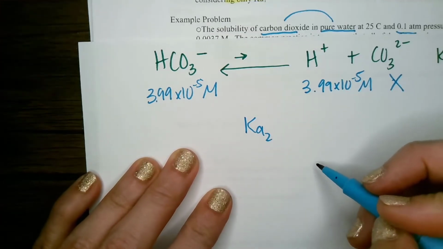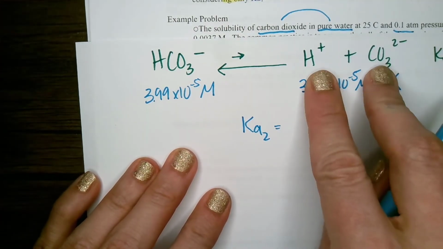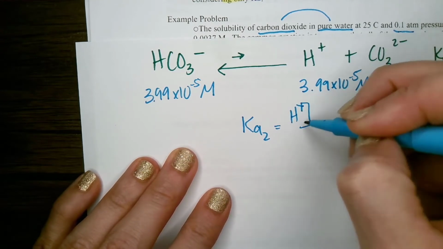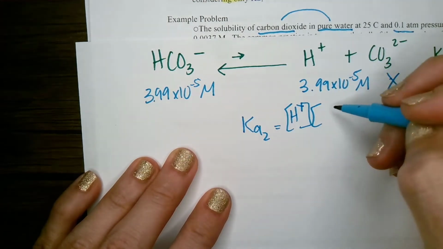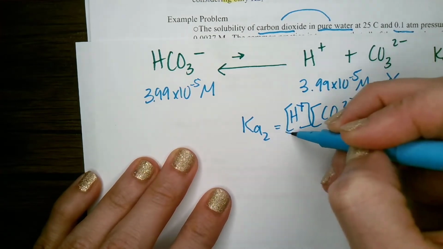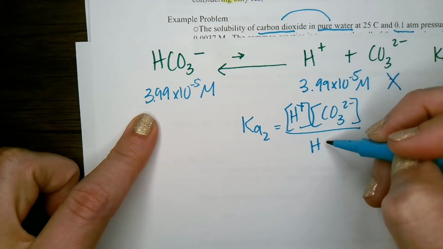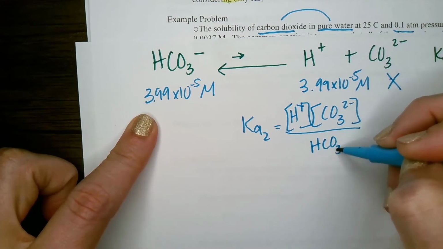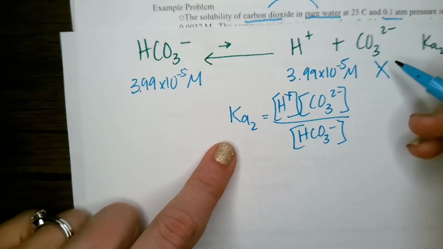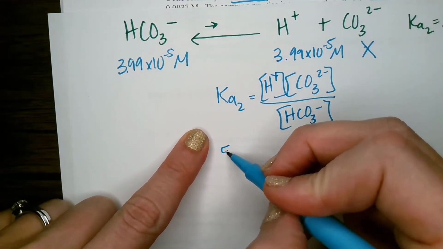So let's set up our Ka equilibrium. This is for Ka2. We're going to do products over reactants. So the concentration of H plus times carbonate, all over bicarbonate, HCO3 minus.